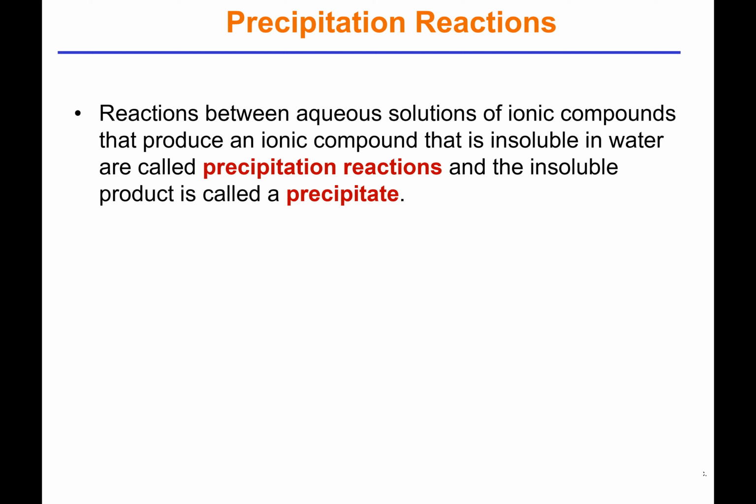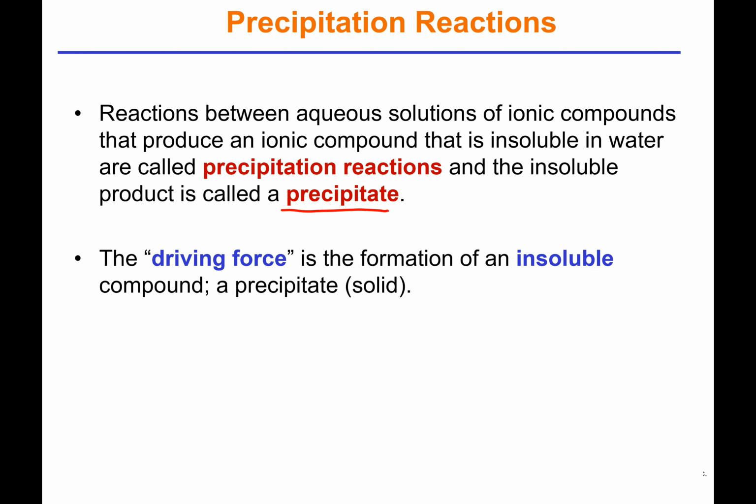Okay, so reactions between aqueous solutions of ionic compounds that produce an ionic compound that is insoluble in water are called precipitation reactions. And the insoluble product is called a precipitate. Okay, so the solid that's formed from a precipitation reaction is a precipitate. And so the driving force is the formation of the insoluble compound. So the precipitate is our driving force.